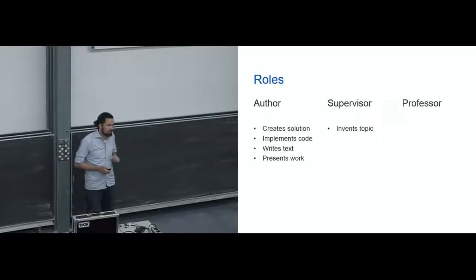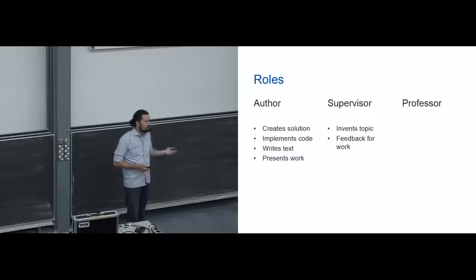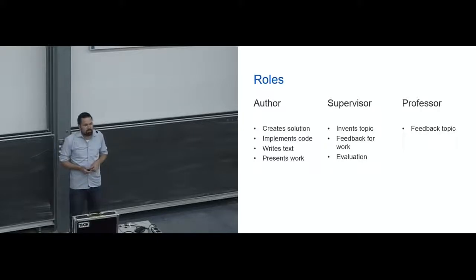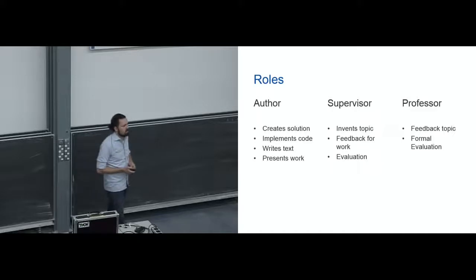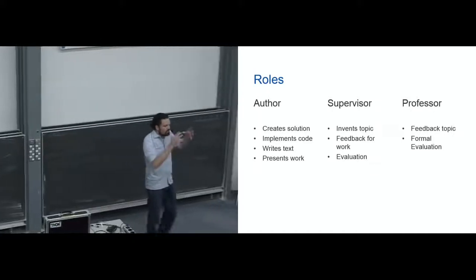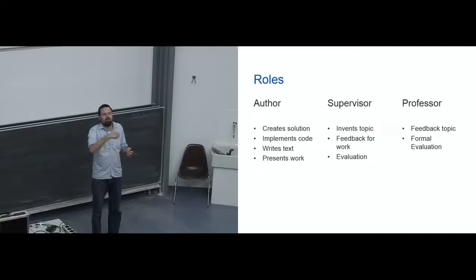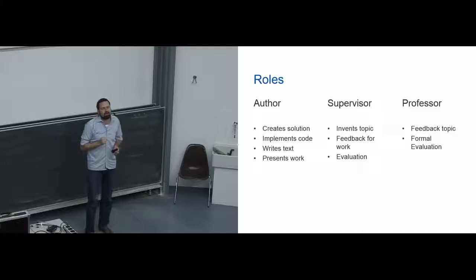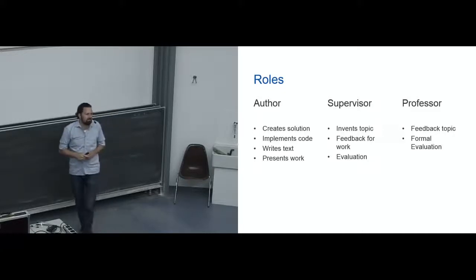The supervisor invents the topic. It's typically not the professor, but the supervisor. The supervisor gives you feedback on your work during the supervision, evaluates your thesis and creates the mark. And the professor, in most cases, only gives feedback on the topic, not feedback directly on your work, and performs the formal evaluation. By formal evaluation, I mean the supervisor typically writes down two or three pages with a suggested mark, and then the professor officially gives that mark, and in most cases, the marks are very similar.